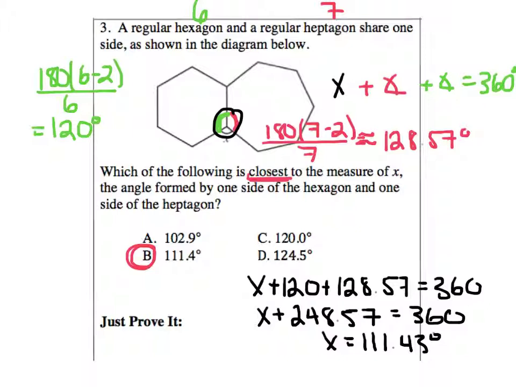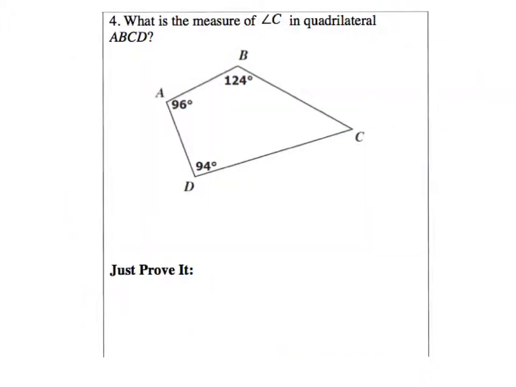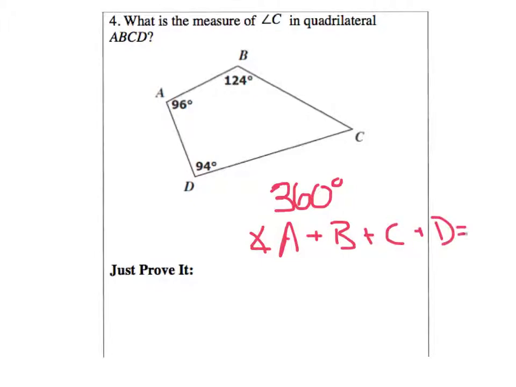Pause the video, make sure you have all this written down on your page, and hit play when you're done. Ready, pause. Problem number 4 I'd like you to do on your own. You know that a quadrilateral, a four-sided shape, has a total of 360 degrees. So angles A, B, C, and D must equal 360 degrees. Pause the video, solve problem 4, hit play when you're done.